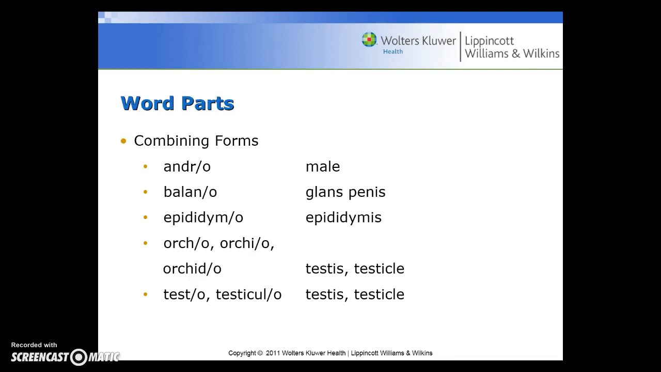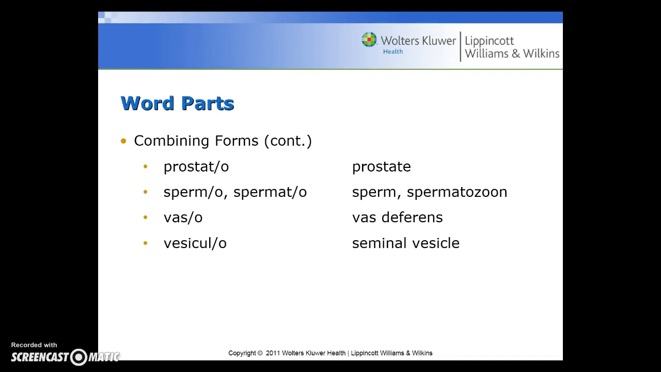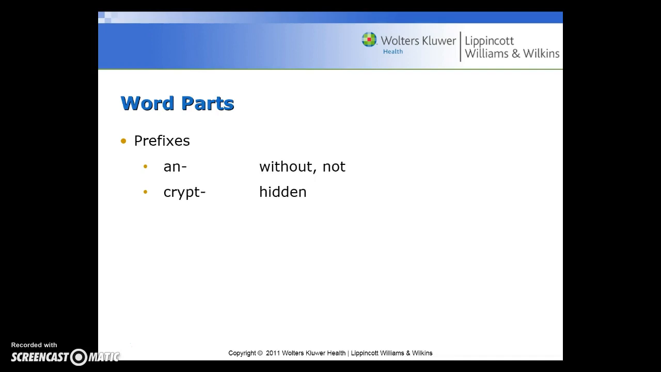When we talk about word parts: andro for male, balano for glans penis, epididymo for epididymis, orcho, orchio, or orchido for testes or testicle, testo or testiculo for testes or testicle. Combining forms continued are prostato for prostate, spermo or spermato for sperm or spermatozoon, vaso for vas deferens, and vesiculo for seminal vesicle. Prefixes: a- and an- for without or not, and crypt- for hidden.